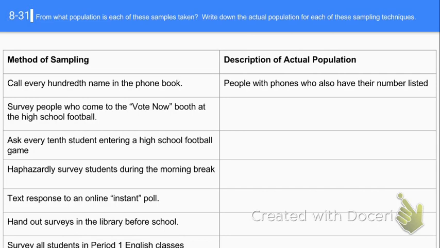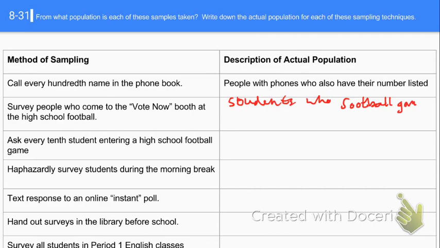So, for this first one, survey of people who come to the Vote Now booth at a high school football game. Well, one, we know these are the type of students who go to football games. As someone who did not go to a lot of football games, this would not have represented me. I would not have been represented in a survey of people who go to football games.